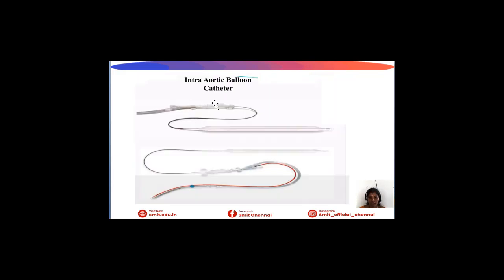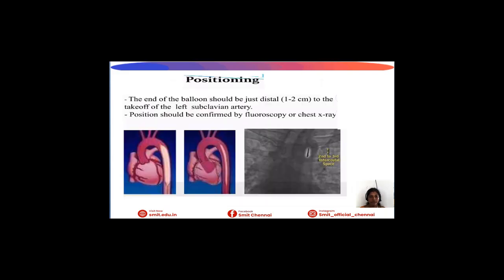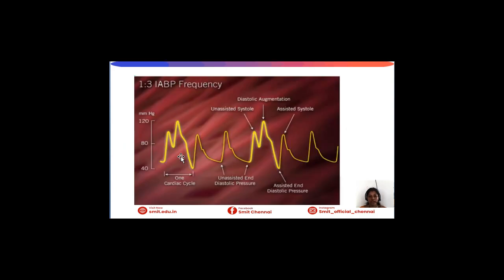This is the catheter used for the IABP. The positioning of the catheter should be 1 to 2 centimeters from the left subclavian artery. The position should be ensured by chest X-ray or fluoroscopy. This is the ECG we will get after the surgery of IABP. This highlighted graph shows diastole and systole of the heart.